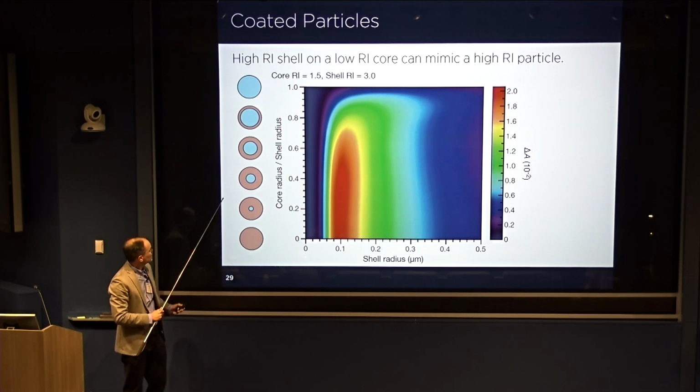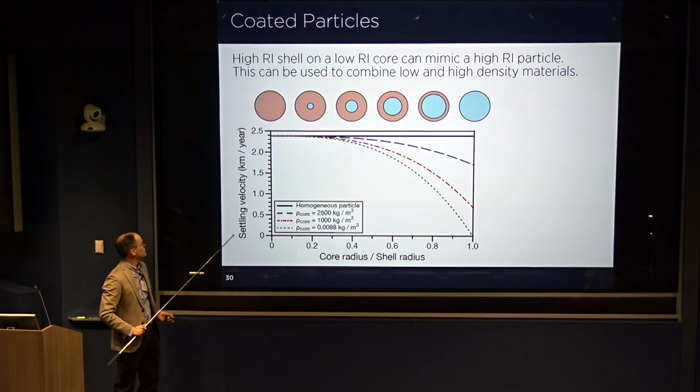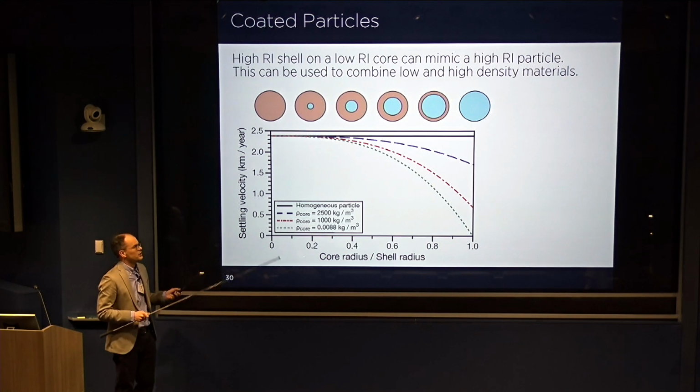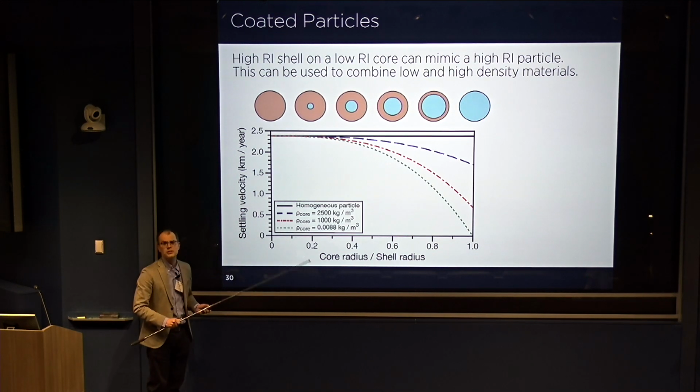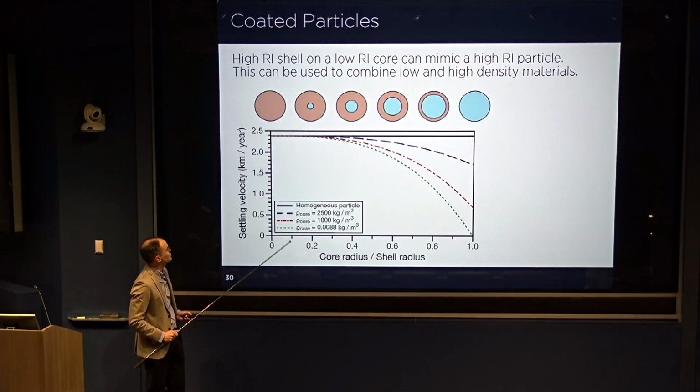So essentially, these composite materials can lead to lighter particles, and we can just do a pretty straightforward calculation, which is just calculate the settling velocity for this. And we see that, if you have really light cores, then indeed you can reduce the settling velocity, but have optically equivalent particles to these, to the heavier homogeneous version.